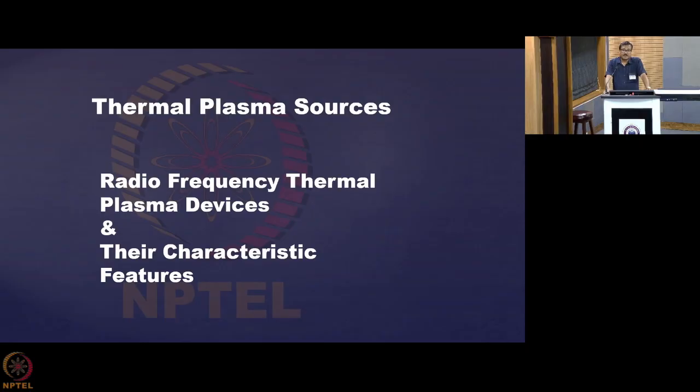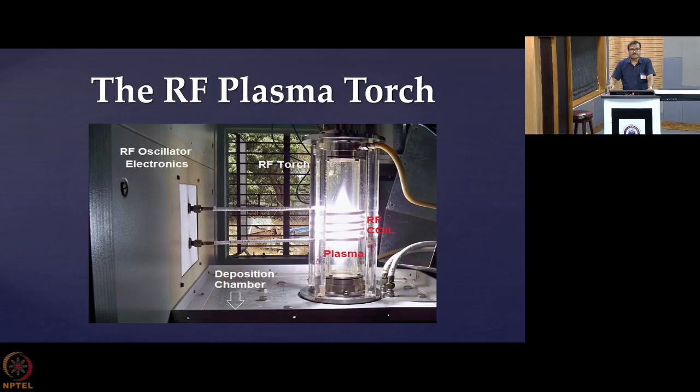Now what we are reviewing here are the thermal plasma sources, radio frequency thermal plasma devices, their characteristics and features. So how is the radio frequency plasma generated? What you are seeing here is that there are only a few turns. You see 1, 2, 3, 4, a coil is there, and that is coming out from here. It is passing a current through this coil, and the plasma is getting generated. And the frequency by which the current is changing is in the megahertz range.